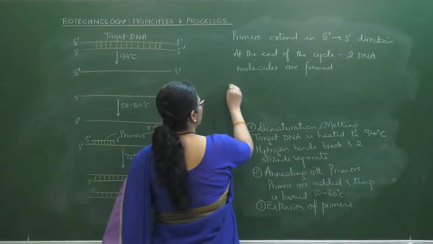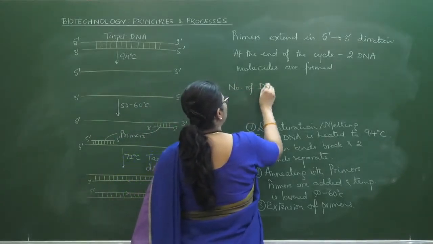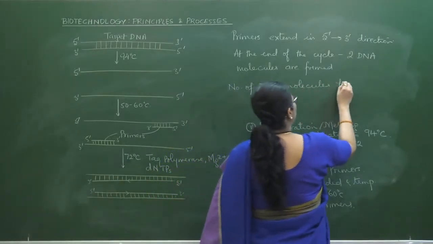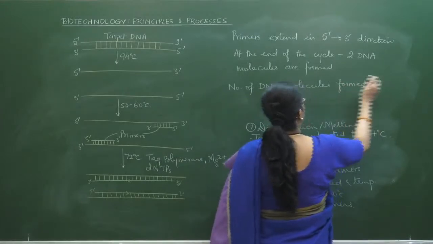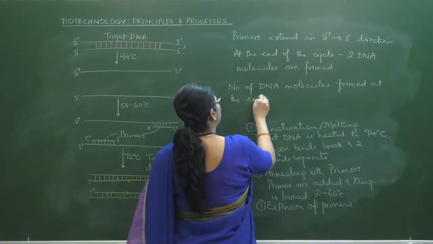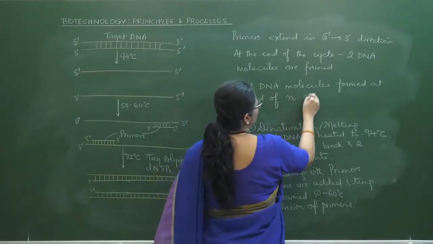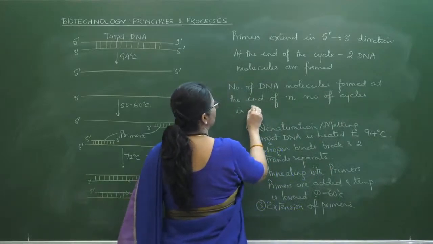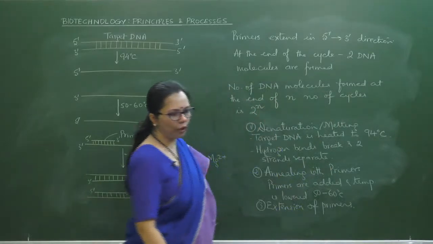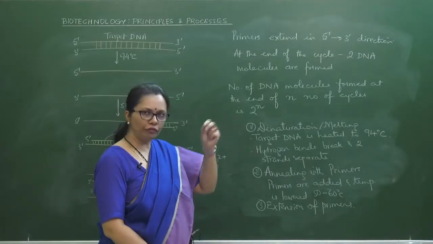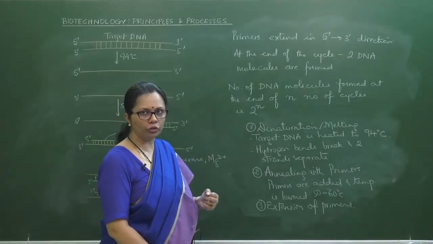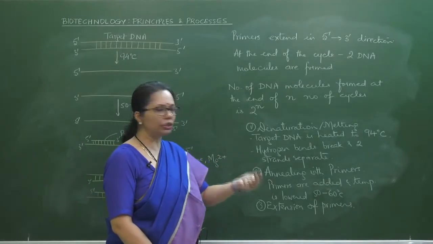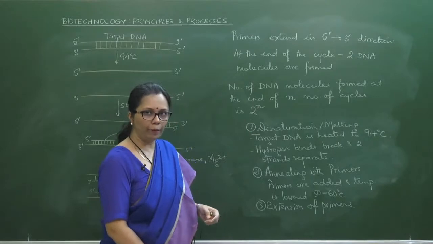So the number of DNA molecules formed at the end of n number of cycles is 2 to the power n. With the end of each cycle there are 2 molecules of DNA for each one, so the number is doubling, you see, from 2 to 4, 4 to 8, 8 to 16, and so on. So that is 2 to the power n, right?